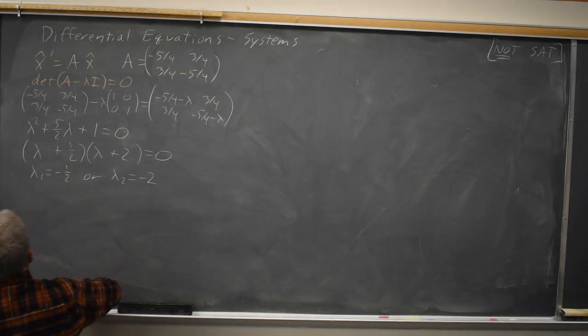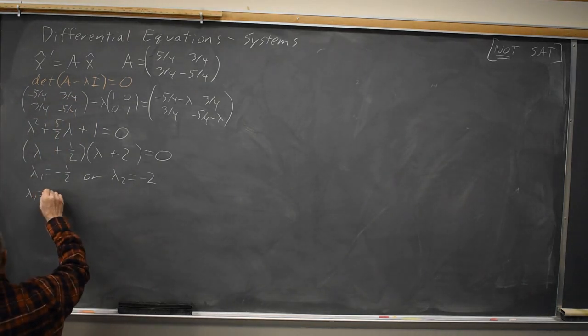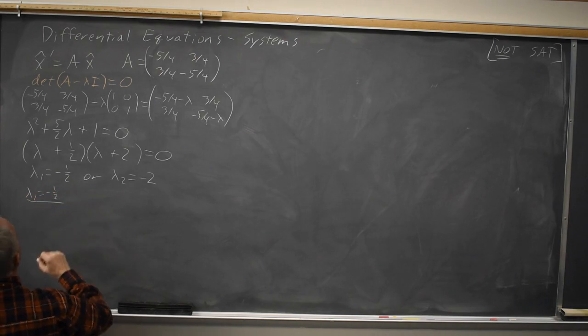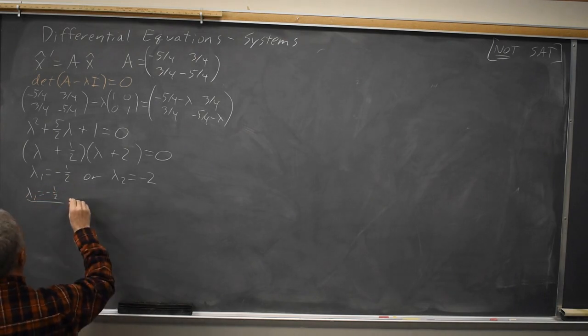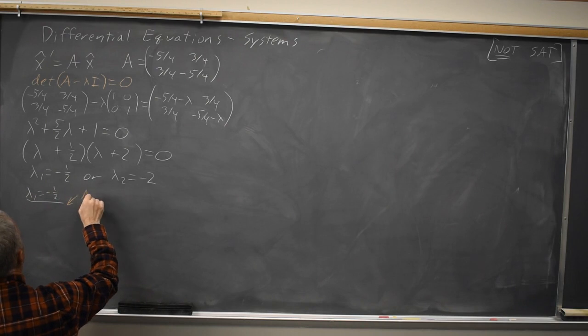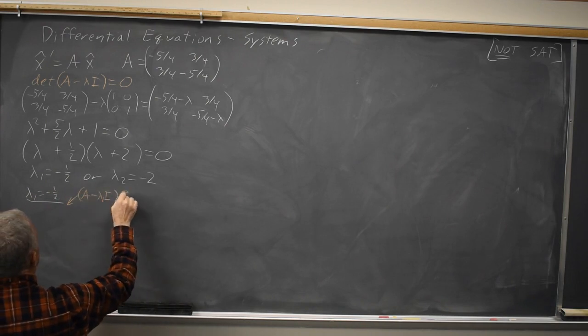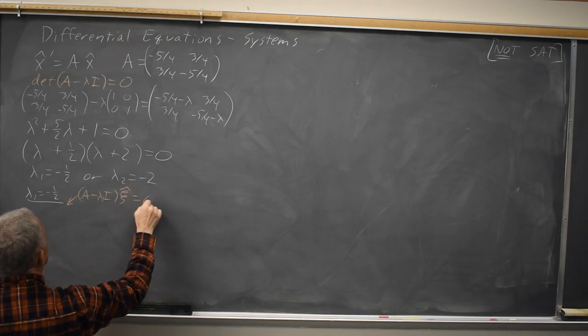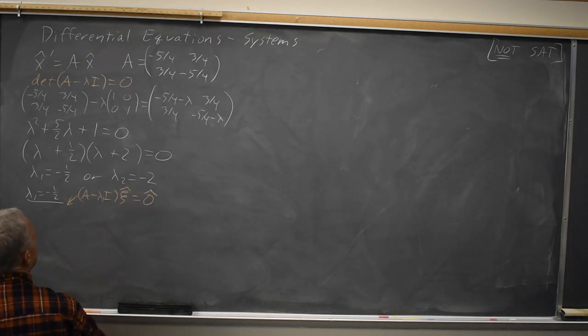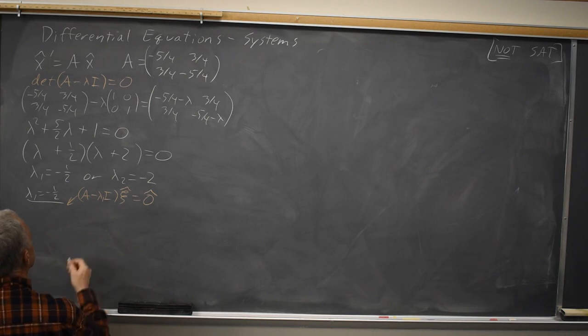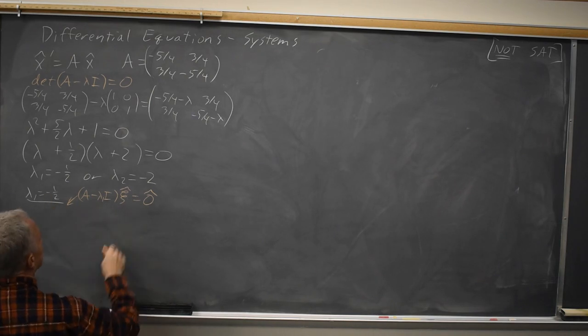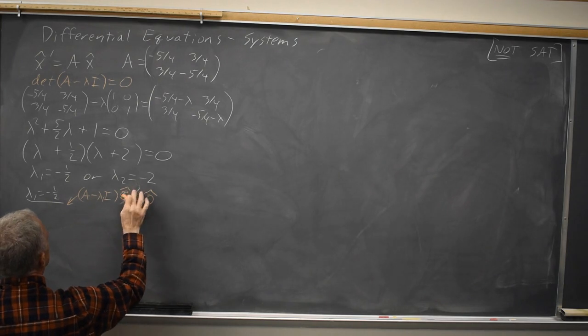Taking the first one and setting matrix A minus lambda 1 times the identity times vector C equals the 0 vector will allow us to solve for the eigenvector that corresponds with this eigenvalue. I'm going to call that eigenvector 1.